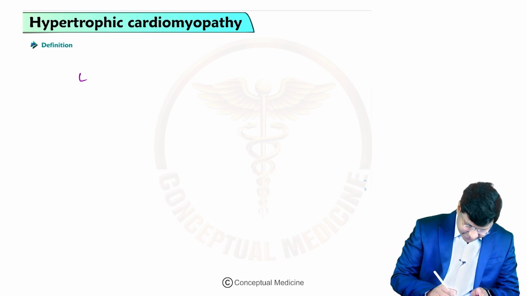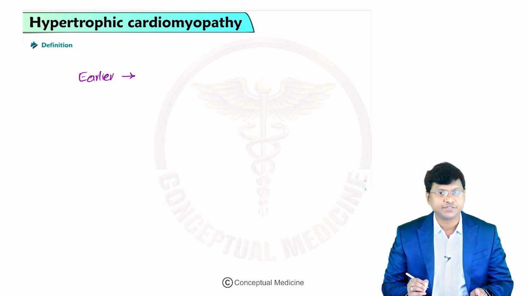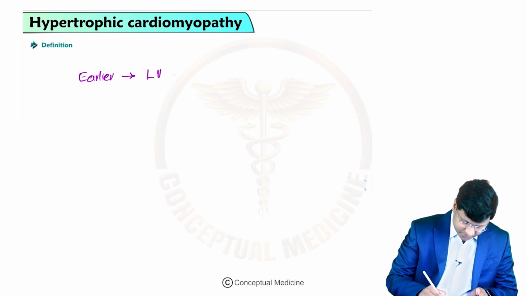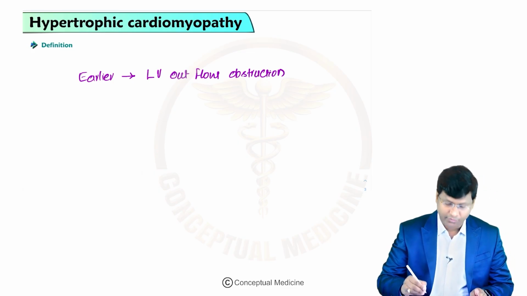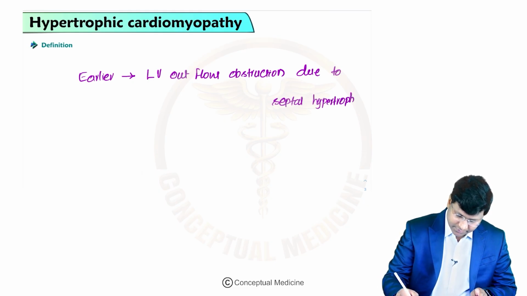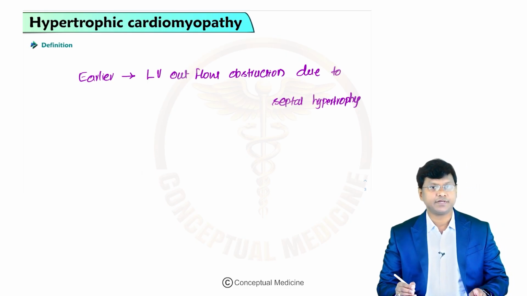So, earlier, what was the definition of hypertrophic cardiomyopathy? It was defined as left ventricular outflow obstruction due to septal hypertrophy. So, this was the earlier definition of hypertrophic cardiomyopathy.